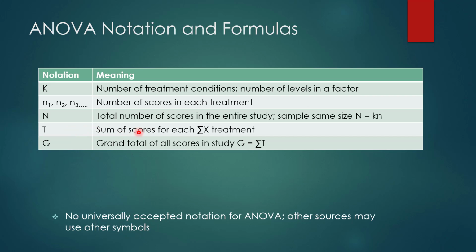T is the sum of scores for each treatment. So it's kind of like a sum of X for each treatment group. And G is the grand total of all scores in the study. So it's the sum of T. There's really no universally accepted notation for ANOVAs, so other sources may use other symbols, but to be consistent with what our text uses, this is the notation that we'll be using in this class.